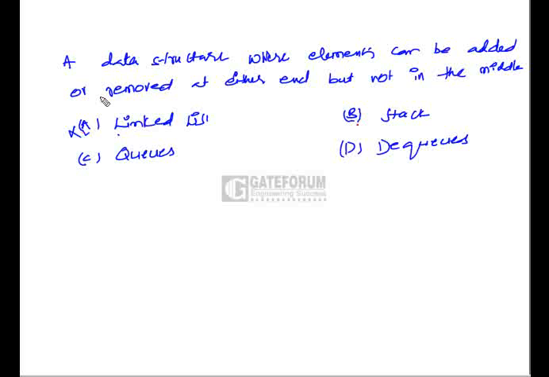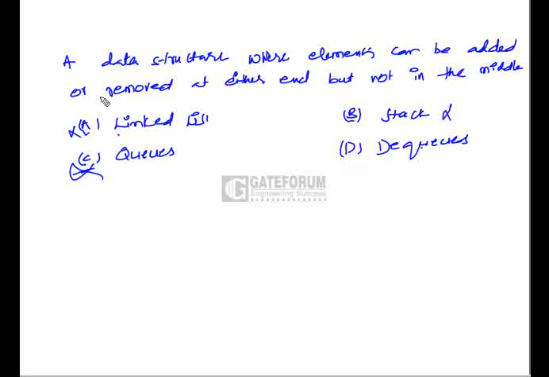And if we see option B, that is stack, in stack we add and remove elements at only one end, that is top of the stack. Hence we can eliminate this option. In queues we add elements at rear end and we remove elements from front end, but we cannot do both operations, that is both addition and deletion at same ends. Hence we can also eliminate option C.